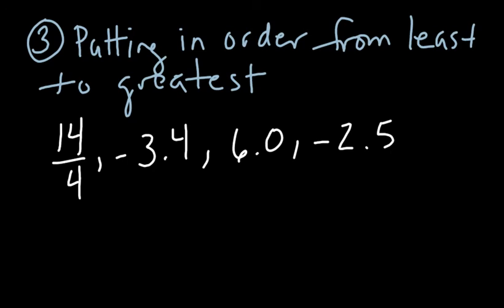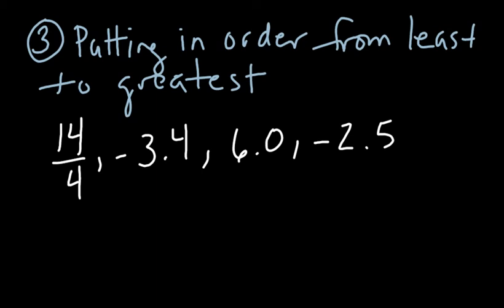Sometimes you have to put the decimals and fractions in order, usually from least to greatest. So, you look at them and you say, well, I can't compare them because one's a fraction and 3 are decimals. So, I need to change them either all to fractions or all to decimals. In this case, I would change the fraction to a decimal because I only have 1 fraction and I have 3 decimals already. So let's change 14/4 to a decimal.